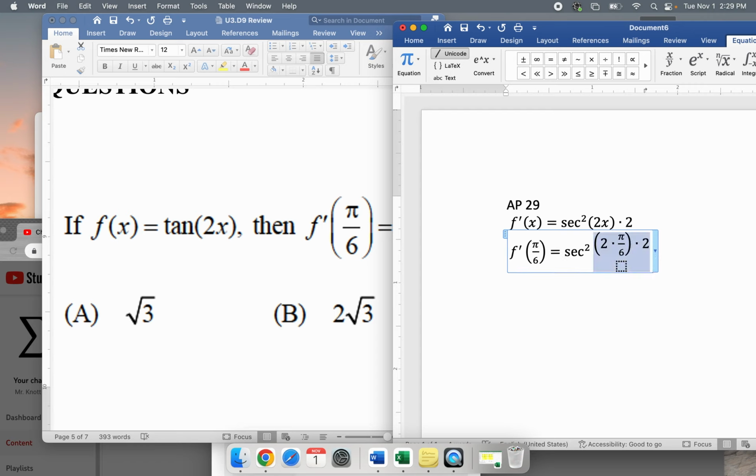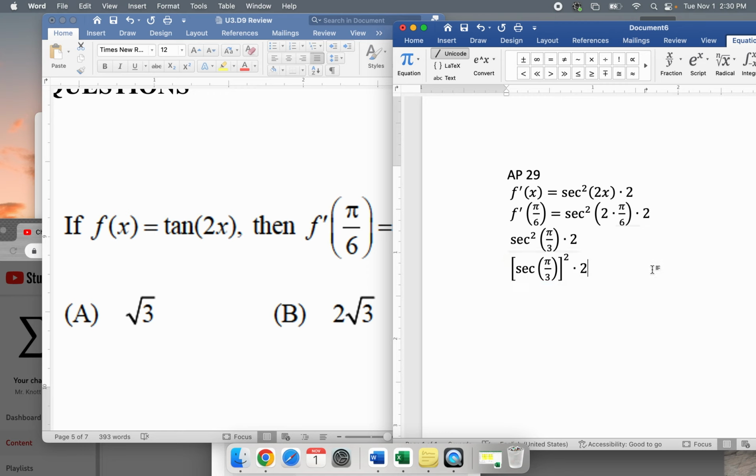So that's going to be equal to secant squared of, I think that just becomes pi over 3, times 2. So what is this really? Secant squared of something just means secant of the thing, quantity squared, right? So times 2. What is secant of pi over 3? I have to think about the reciprocal function. Secant of pi over 3 is just 1 over the cosine of pi over 3. Oh my god, this is going to be annoying.